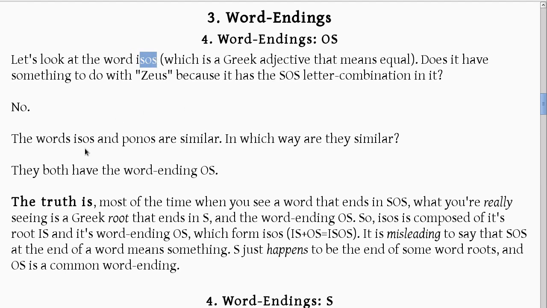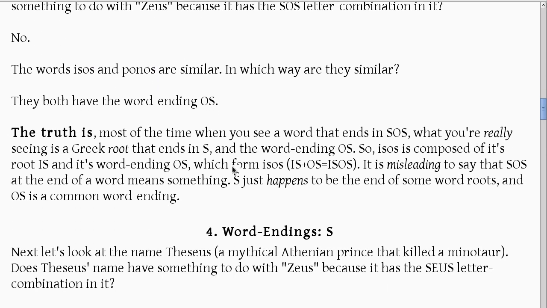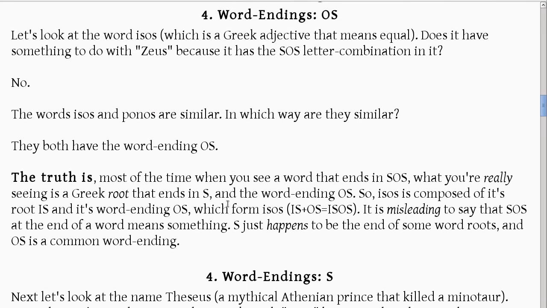No. The words isos and ponos are similar. In which way are they similar? They both end in OS. See? They both have the word ending OS. The truth is, most of the time when you see a word that ends in SOS, what you're really seeing is a Greek root that ends in S and the word ending OS.